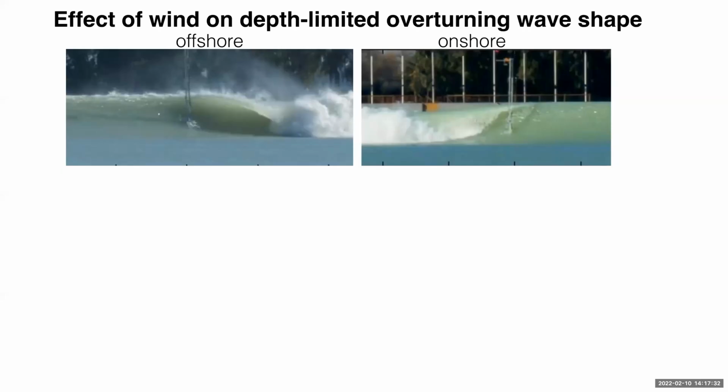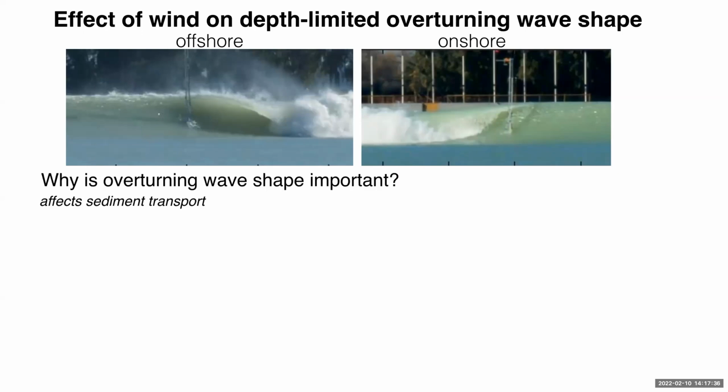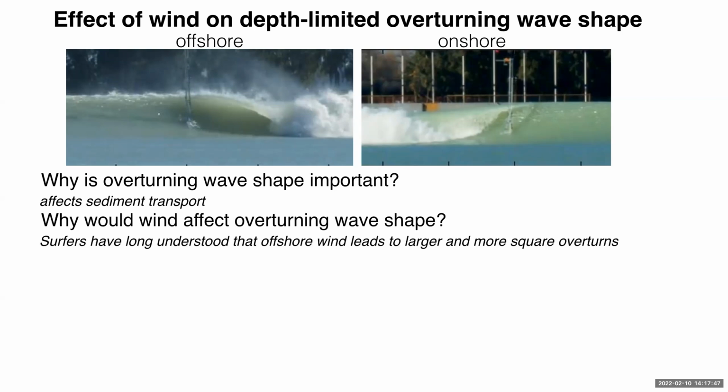Okay, so here are the same two photographs. So first I just want to talk about, why is overturning wave shape important? Well, it affects how much turbulence, the intensity of turbulence generation, which picks up sediment and moves sediment around. So it affects sediment transport. And why would wind affect overturning wave shape?